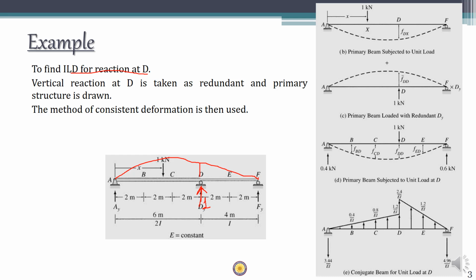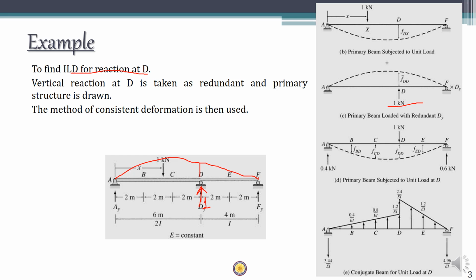Here you can see the support D is removed and the released structure is a simply supported beam AD, and at B, corresponding to the reaction at D, I have applied a unit load of 1, so I get a displacement pattern something like this. Now you have to find the displacement at each point. In order to do that, we'll draw the conjugate beam for this particular real beam. The conjugate beam will remain the same, like it is simply supported, with supports remaining simply supported.